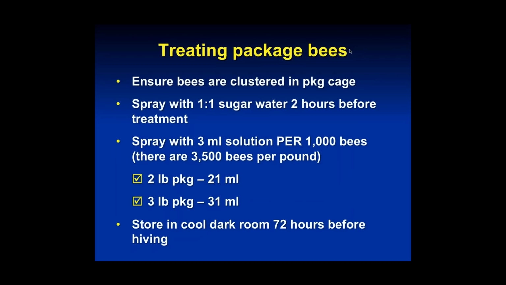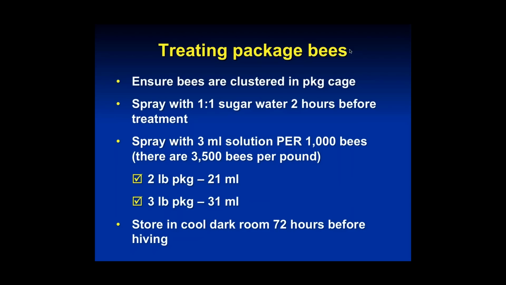So you want to ensure that the bees are clustered in the package cage. 2 hours before you treat them, you want to spray them with 1:1 sugar water, because when you treat them, you want their belly full so they don't try to consume the syrup. So they just get it on their body and it's sticky. You want to treat them with 3 milliliters of solution per 1,000 bees. And it's helpful to know that there's 3,500 bees per pound, or 7,000 bees in a 2-pound package, 10,500 in a 3-pound package. So that would be 21 mils of solution, or 31 mils for a 3-pound.